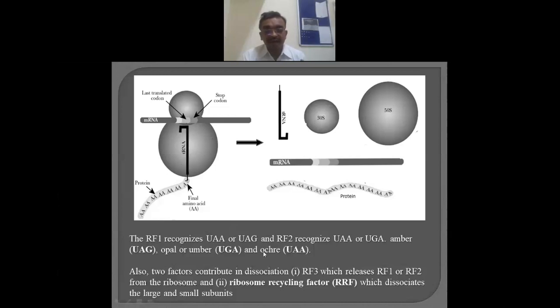Okay, and along with them, the RF3 factor is also there. Whenever RF3 comes, it is sequential: first RF1 and RF2 come, and depending on that RF3 comes, and due to this what happens? RF1 and RF2 get dissociated. So RF3 is actually responsible for dissociating the whole structure.